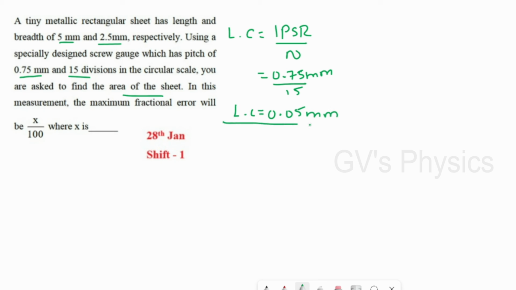To find the maximum fractional error, we have to take the formula for the area of the sheet. Area is equal to length into breadth. Now we'll take the propagation of error. In the place of A, we can substitute del A by A.